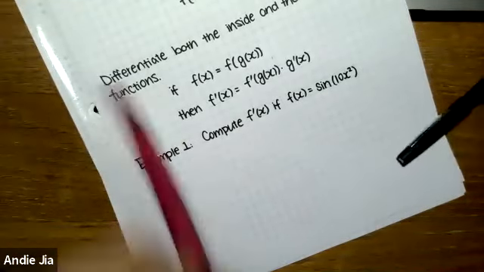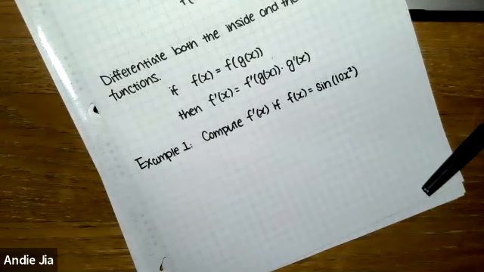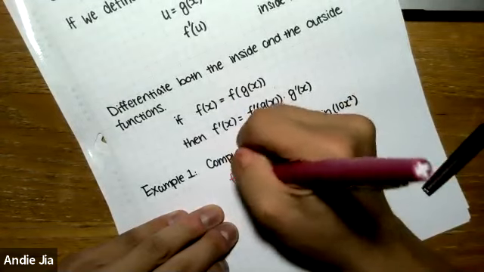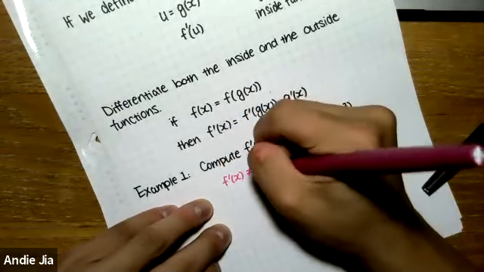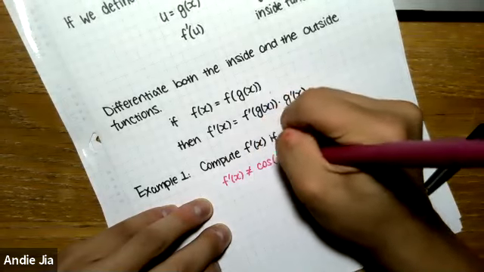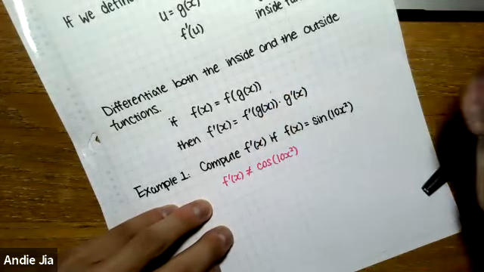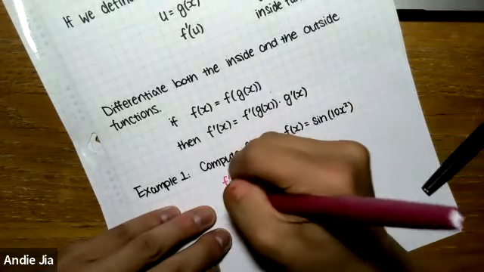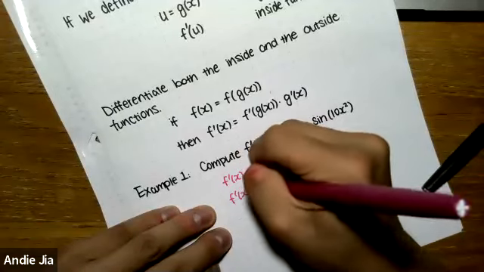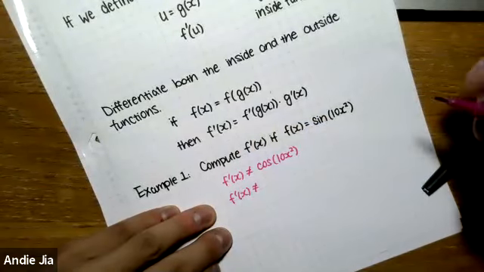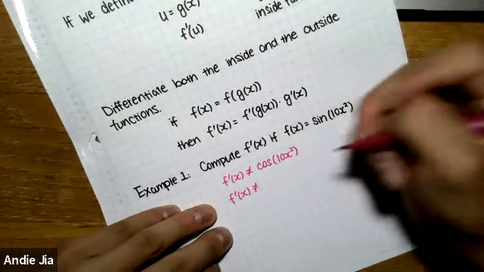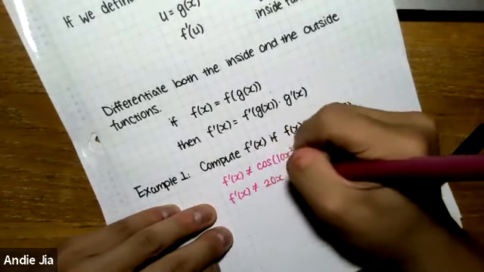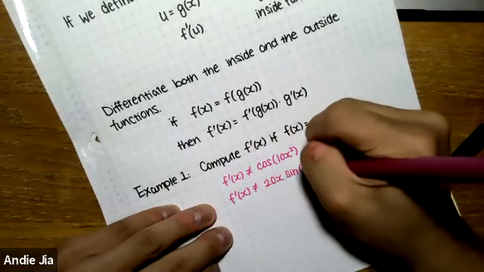First mistake you need to avoid: f prime of x is not equal to cosine tan x to the squared. No, never ever. Or if you're gonna do this, also no.